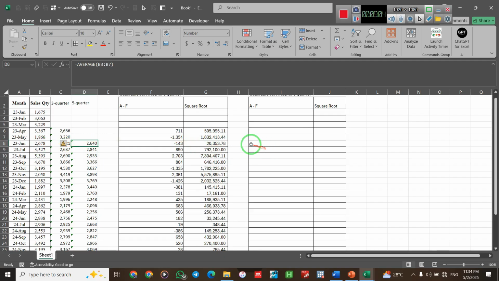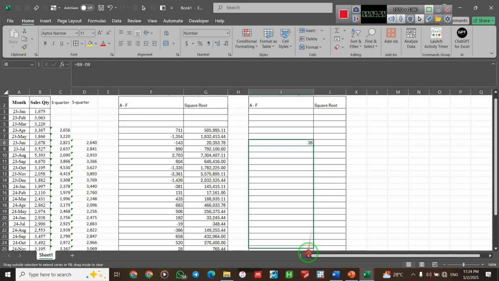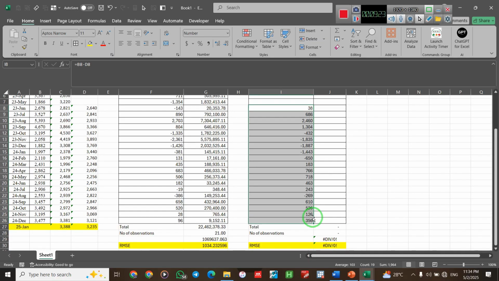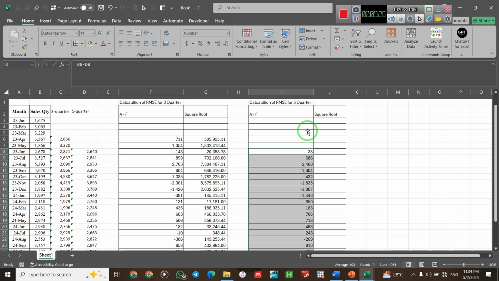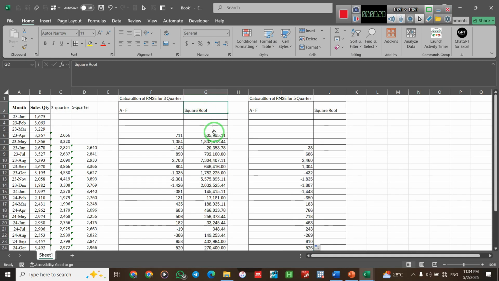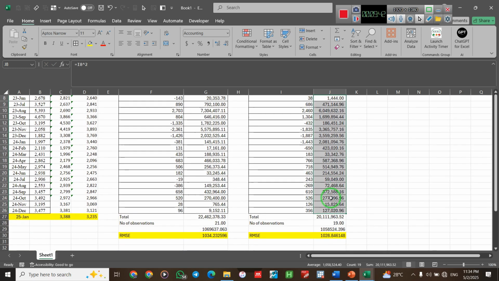So what I have to do is I will go here and select the actual figure, then deduct the forecasted value from here. So this is your A minus F figure, and I can double click it here, or if it doesn't work, you can drag till here, right? So this is your A minus F. Then what we do next is we take the square of this. That means you have to do it like this, this cell to the power of 2, then double click here, so you will get your squared values.